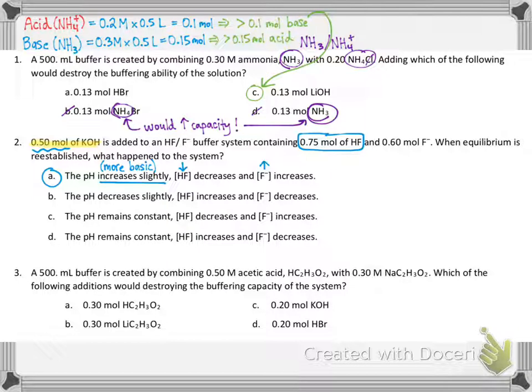And the last one was very similar to the first one. So again, you had to see how much acid you had and how much base you had. In this setup, we would have 0.25 moles of acid present and 0.15 moles of base.